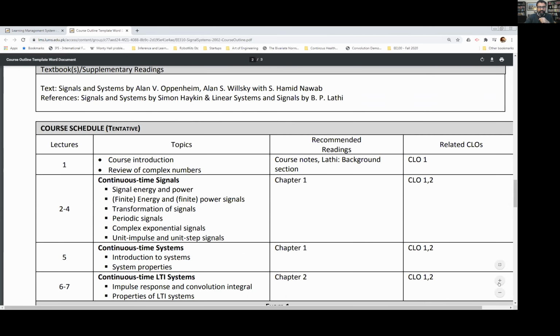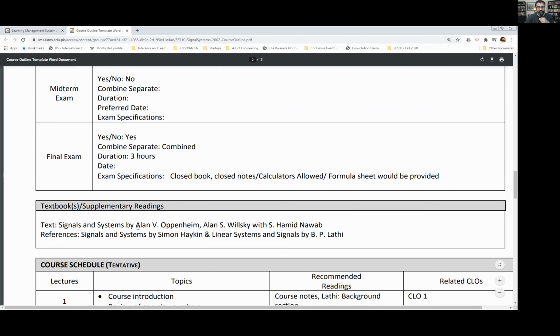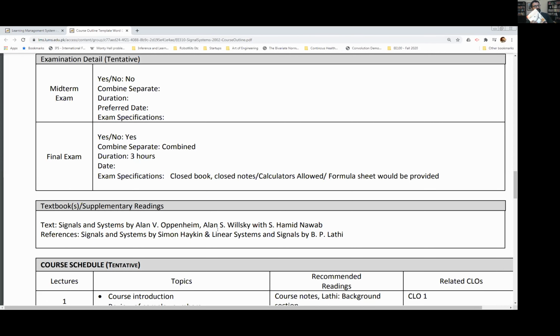Your textbook is Alan Oppenheim, and I would strongly suggest that you buy this book. It's not going to be too expensive; I think the cheap version is available in the market. Just buy this because it's not only going to help you in this semester, but throughout. At least it does help me throughout, from the fourth semester until now. So this is what I would suggest that you buy.